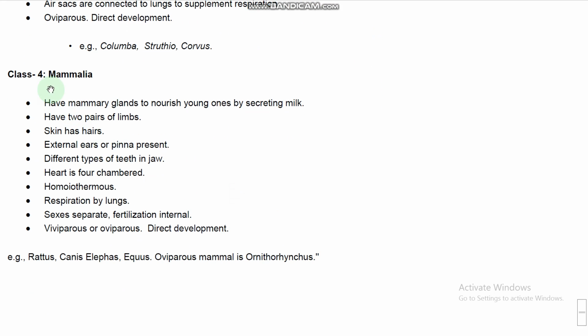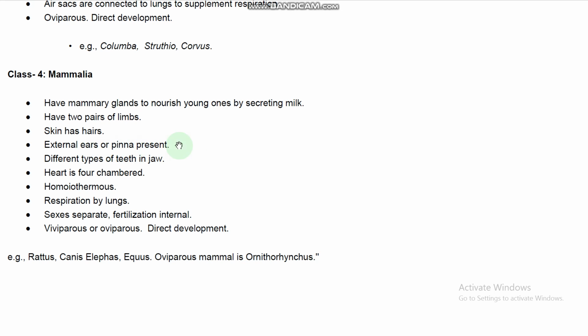And next one, class Mammalia. They have mammary glands to nourish young ones by secreting milk. So such organisms have mammary glands. So those organisms are all considered as mammals. They have 2 pairs of limbs, and the skin has hair. The skin consists of hair. Presence of hair is one of the important, unique characters in class Mammalia.